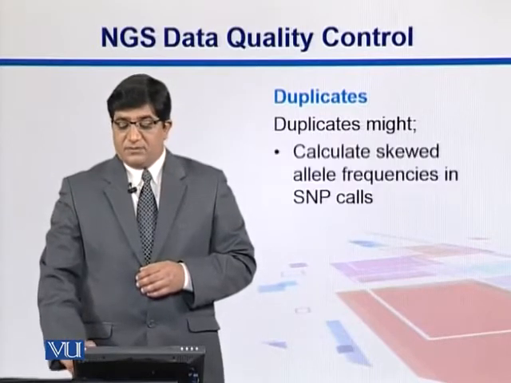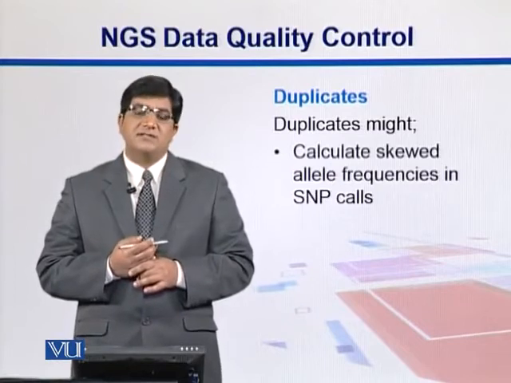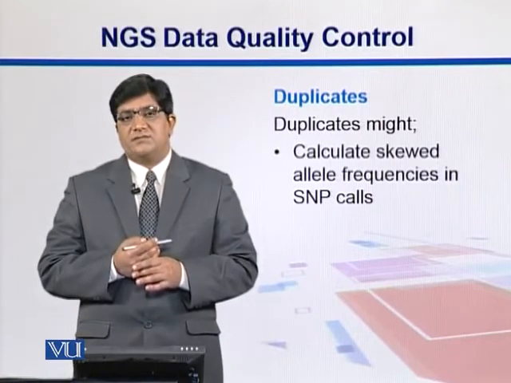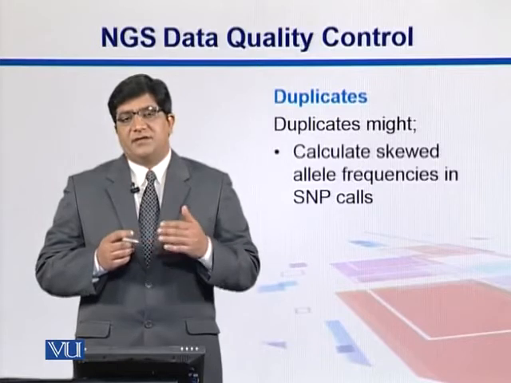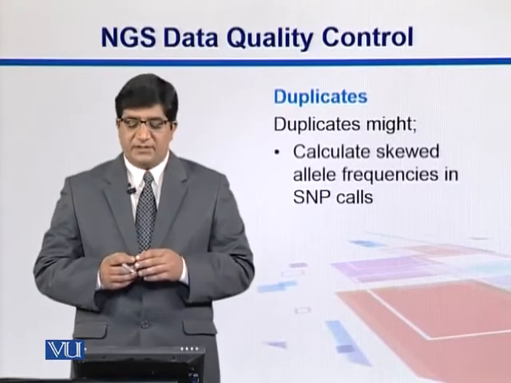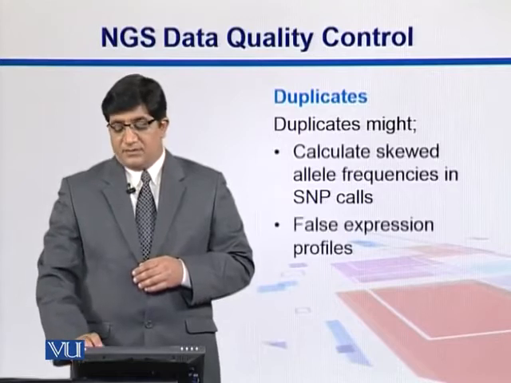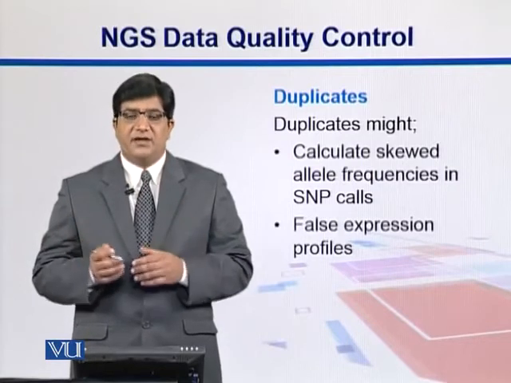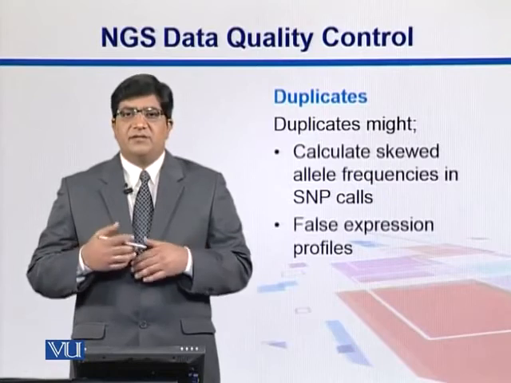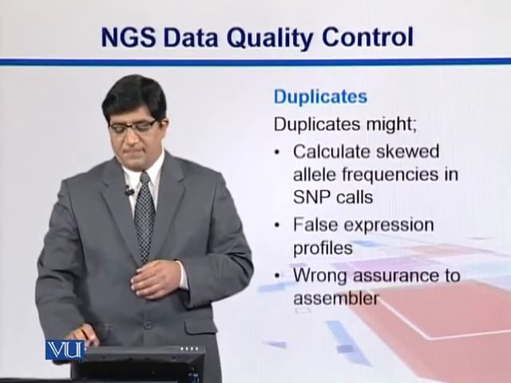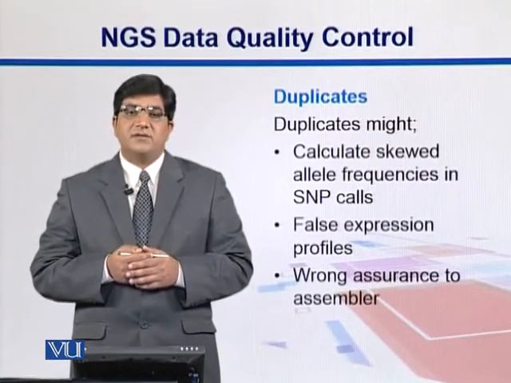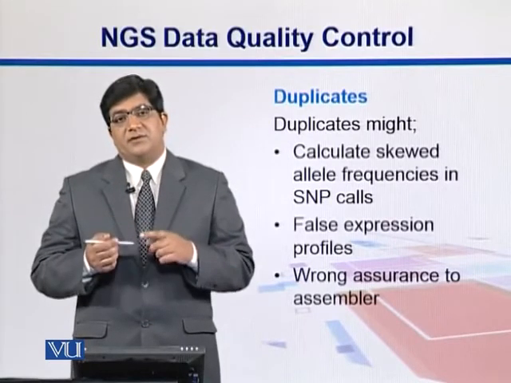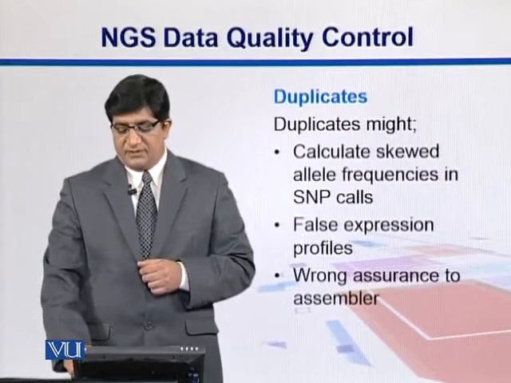What might duplicates do? They calculate skewed allele frequencies in SNP calls. We will see later on in SNP identification. Since we are comparing the frequency of changed alleles with the reference, they might skew that pattern. They can also report false expression profiles. We are calculating the total messenger RNA produced by some gene. So if we have duplicates, obviously we are doubling those numbers, so it's not good. And sometimes in sequence assembly software, they can give a wrong impression to the assembler that the assembly is correct. So they also interfere with the assemblies.